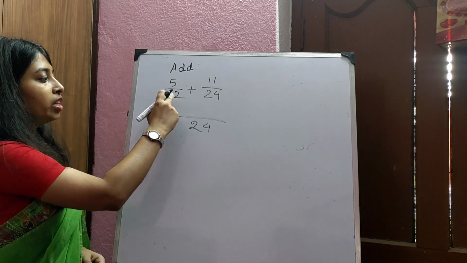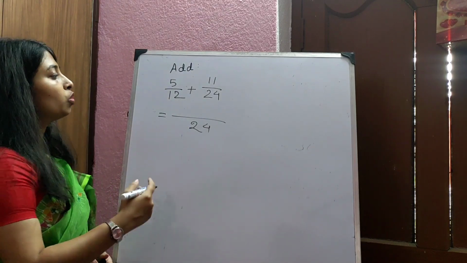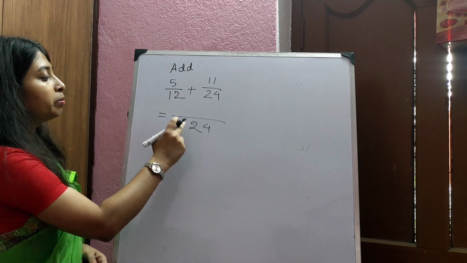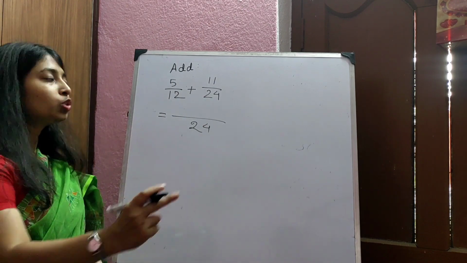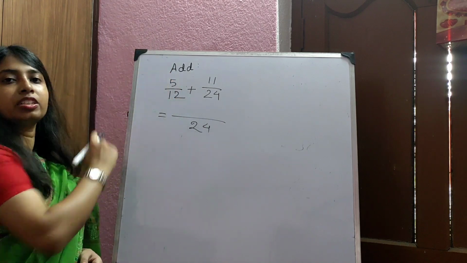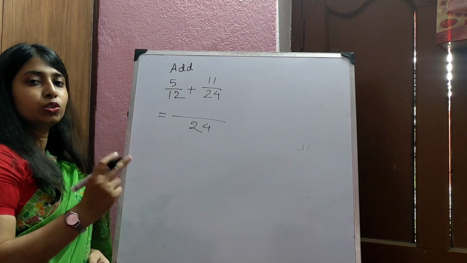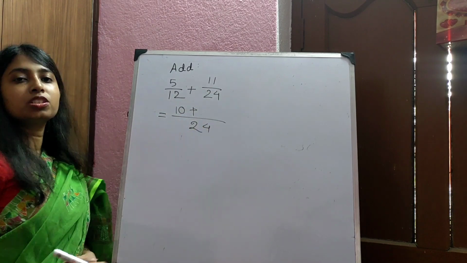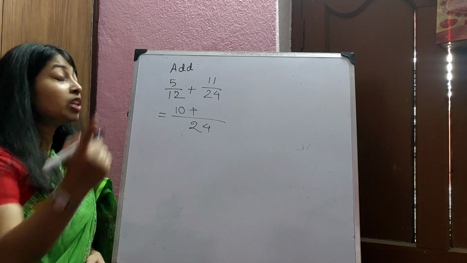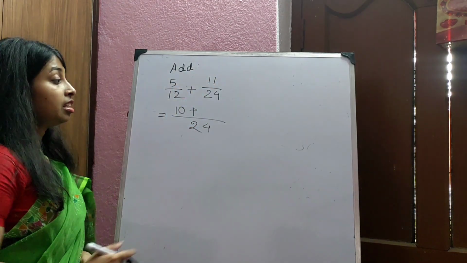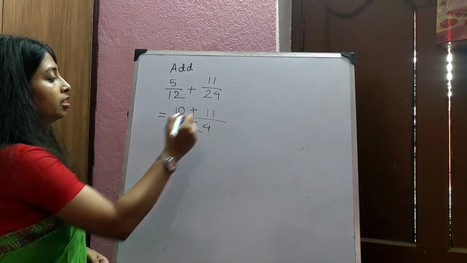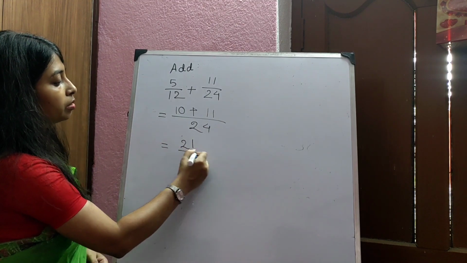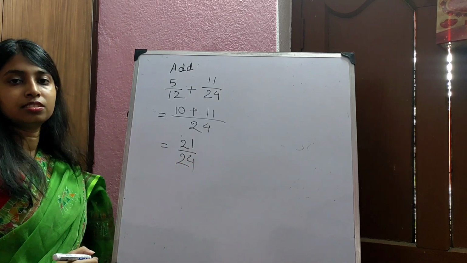For the first term, 12 multiplied by how much is 24? 12 into 2 gives us 24. You can multiply and see if you do not know the table of 12. So 12 multiplied by 2 is 24, and that 2 will be multiplied with the numerator of this 12, that is 5. 2 multiplied by 5 gives us 10 plus 24 into how much is 24? 24 into 1 is 24, and this 1 will be multiplied to the numerator, that is 11. So 1 into 11 is 11. 10 plus 11 gives us 21. 21 by 24 is our answer.